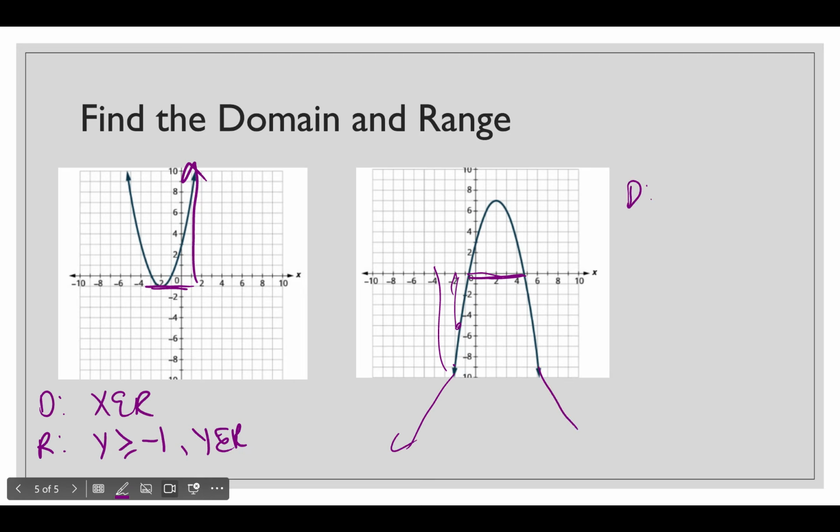So your domain here is still x belongs to all real numbers, but for your range, we don't have anything for y above 7. There are no values up here. We only have values below 7, and then your graph continues forever. So here y is less than or equal to 7. Once you state that, then you can say y belongs to all real numbers.